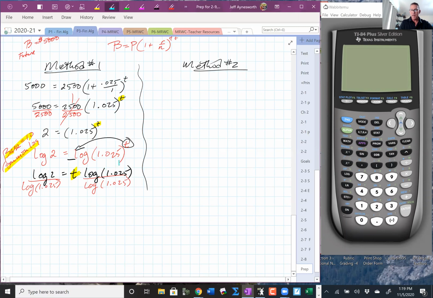On the right side, these logs divide. Anything divided by itself is 1. Okay, and then we let the calculator do the work. So here we go. Turn your TI-84 on or Desmos, either one. Enter in, let's use that common log, not ln, the natural log, just use the regular log, the common log. And 2, on both Desmos and the TI-84, you got to close off the right parentheses before you hit the division button. So pay attention right there. Take log of 2 divided by the log of 1.025.